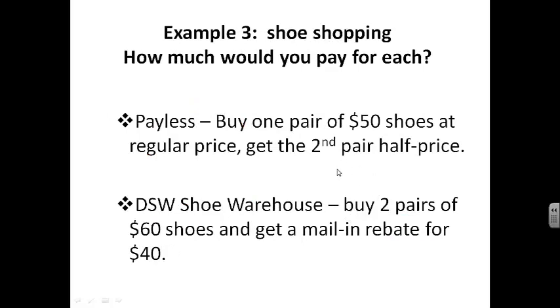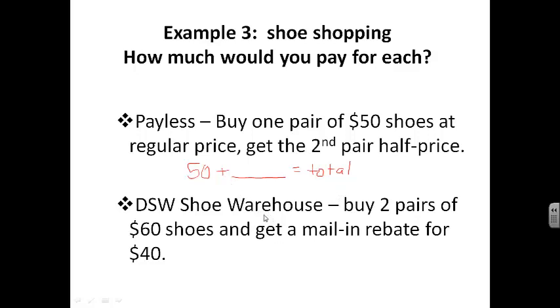Example 3, shoe shopping. How much would you pay for each? Pay less. Buy one pair of $50 shoes at the regular price and get the second pair half price. So let's just look at what we would do here. You're going to buy one pair for $50, and then you're going to buy the second pair for half of that price. And then that's going to be the total that you owe. Of course, when you check out, they'll add the tax, but we're not talking about the tax here. We're just talking about how you would figure out how much you would owe for those two pairs of shoes when you take it up to be rung up and pay for it.